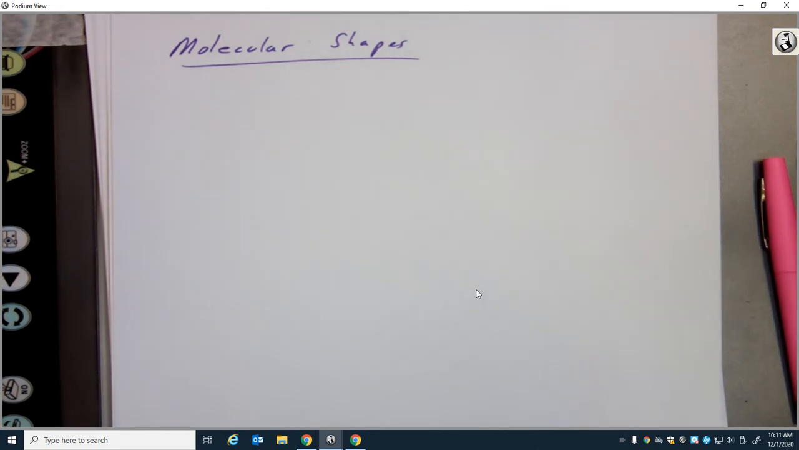We're going to continue on with our notes, and we're going to get into molecular shapes. And eventually we'll get into some VSEPR stuff. So let's see, where to start.